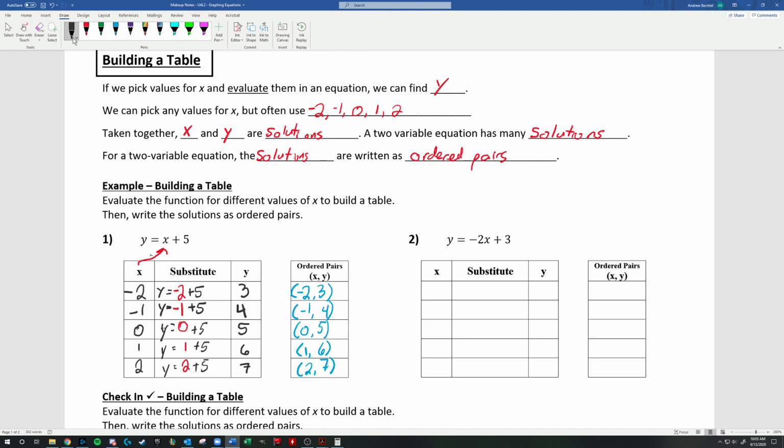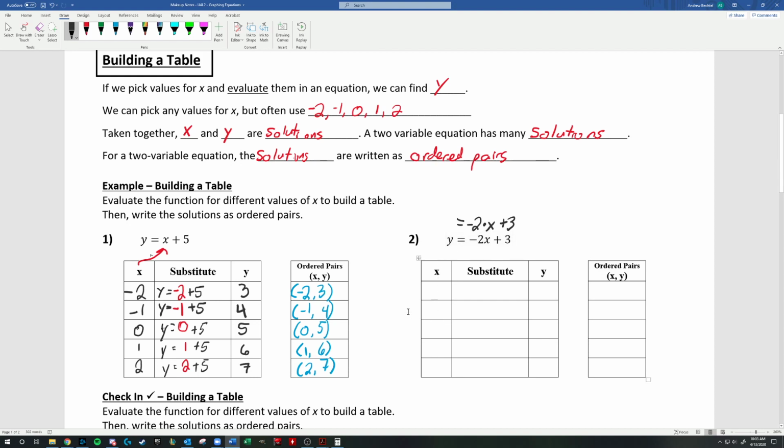That equation was pretty easy to evaluate. Let's take a look at the second example. Here we have y equals negative 2x plus 3. We want to look at that equation and remember what this is telling us. It is telling us we're going to do negative 2 times x plus 3. And if we think back to our order of operations, we know that we want to multiply before we add. Let's go ahead and set up our table.